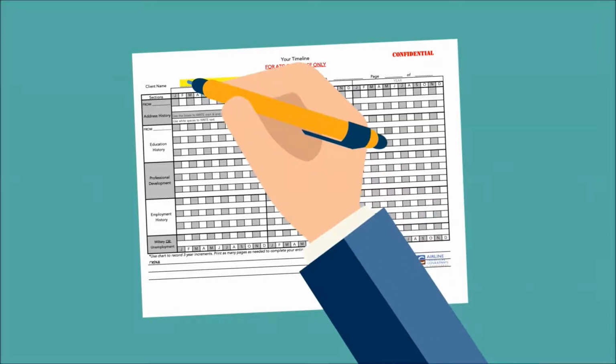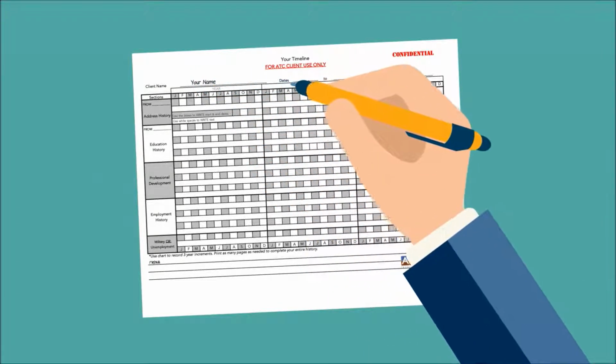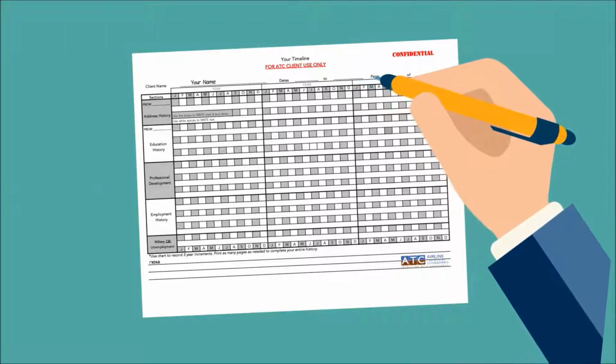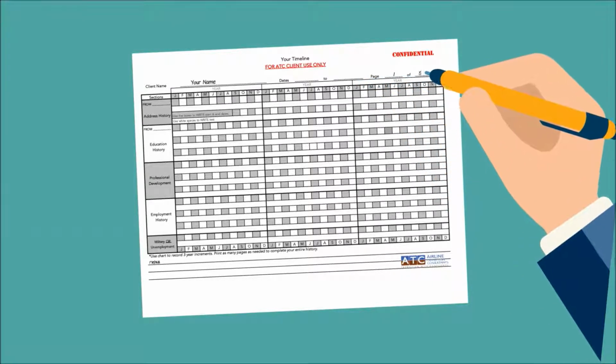Start at the top of the page by filling in your name. Complete the remaining fields at the top of each page to reflect the dates you are plotting on each individual page. It is very important that you complete the page number fields in the top right to stay organized.